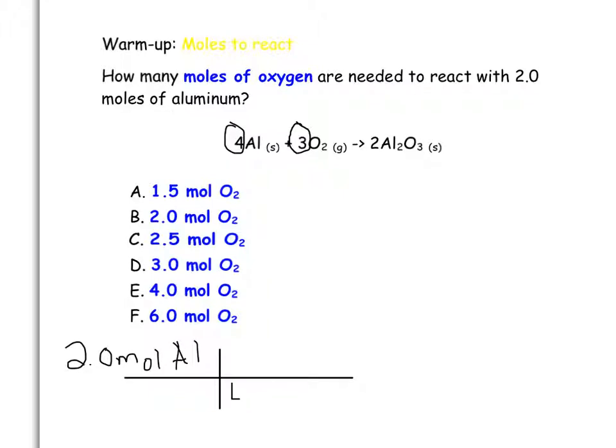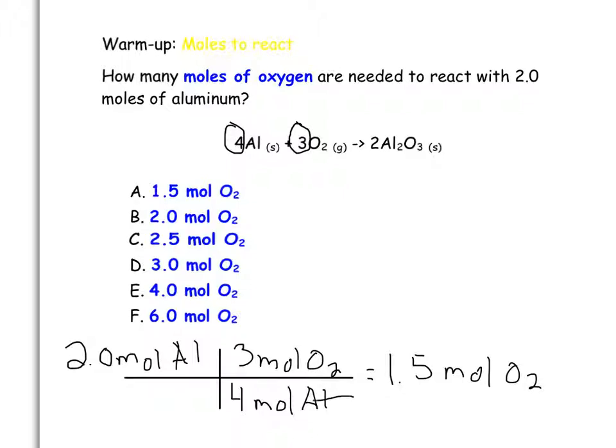So we're going to write our 4 moles of aluminum on the bottom per 3 moles of oxygen on top. And when we do this, we are going to get an answer equal to 1.5 moles of oxygen, because our moles of aluminum are going to cancel out and we are left with moles of oxygen. So what this is telling me is that for every 2 moles of aluminum that we use, we are going to use 1.5 moles of oxygen. This means that your correct answer is going to be A.